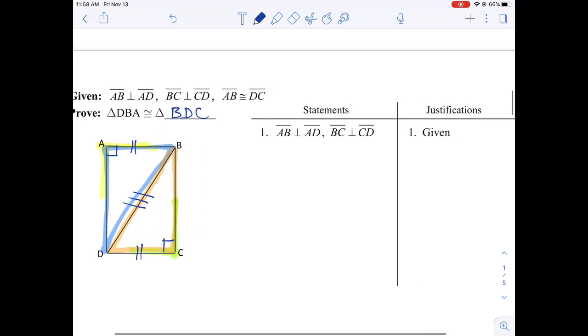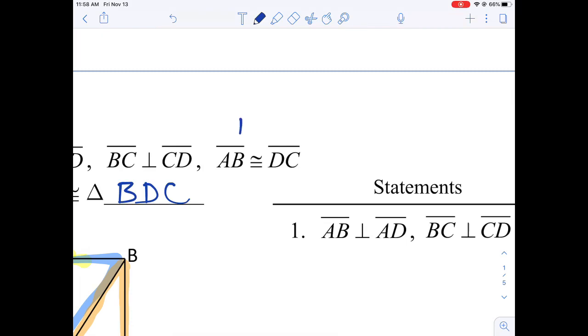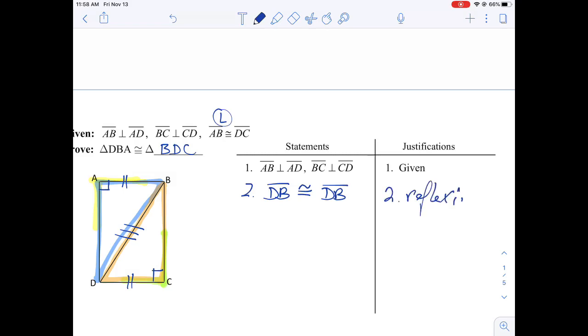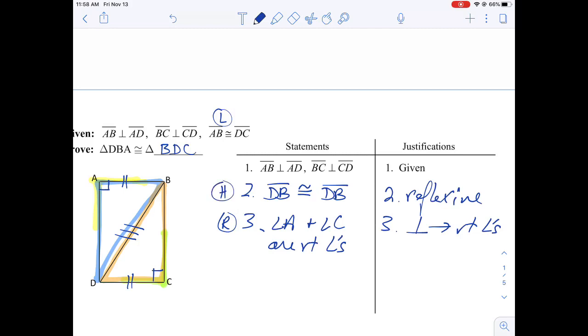So let's find what we can. It looks like we're first given a pair of legs, so I have L for RHL. And then the next thing I can state pretty obviously is that DB must be congruent to itself, reflexive. And then we can state that we have right angles, so A and C are right angles. We don't need them to be congruent, we need them to be right angles, and that's because perpendicular implies right angles. Okay, so there's our R, and here's our H, and so we have everything we need for RHL.